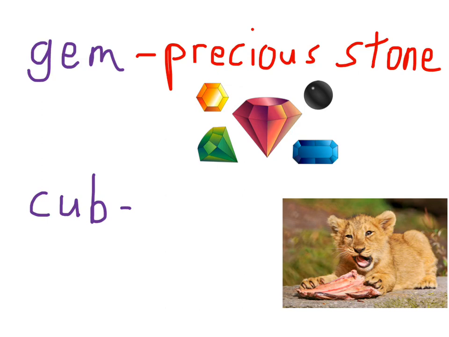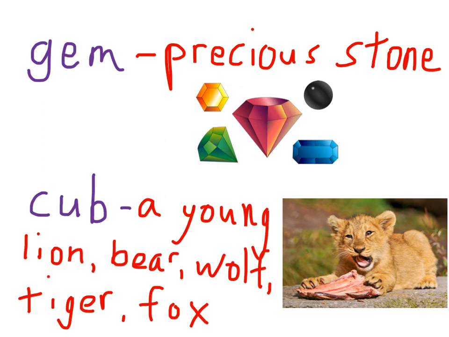A cub is going to be a young lion, bear, wolf, tiger, fox, probably some more. But cubs are almost always, or are always, carnivores, so animals that eat meat. Young animals or baby animals like these or any other large cats, like a jaguar, would have cubs too. Just the babies or young animals are cubs.